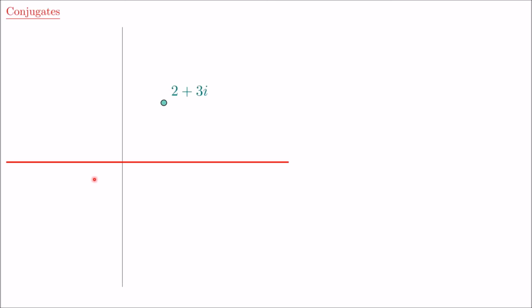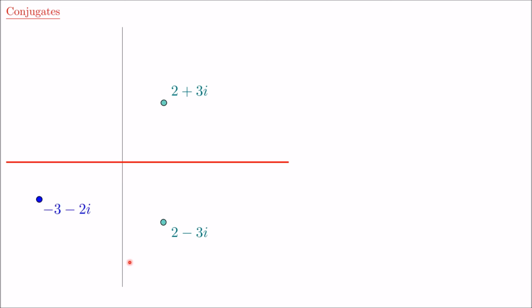Next, let's talk about the really important notion of conjugates. So suppose we've got this complex number here, 2 plus 3i. Its conjugate is also a complex number, but it's the complex number that's the reflection of this one along the real axis. So the complex conjugate of this is going to be 2 minus 3i. You can see that this is true because when you take this reflection along this line, the real component is going to stay the same, and the imaginary component is going to have the same magnitude but opposite sign.